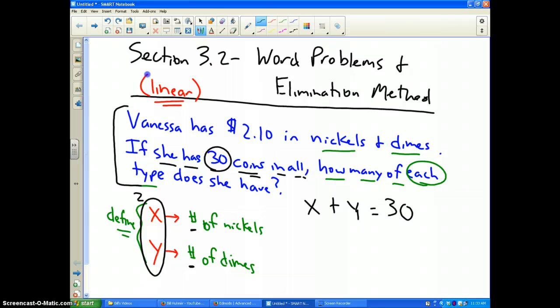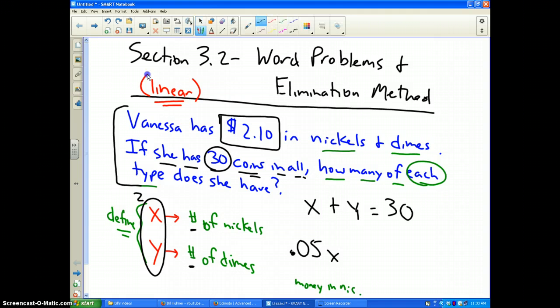The only other clue is money. She's got $2.10 in nickels and dimes. This is where we have to write a money equation. We all know that nickels, which is x, are worth 5 cents. So how much money does she have in nickels? It would be 0.05 times x. That gives the money in nickels.